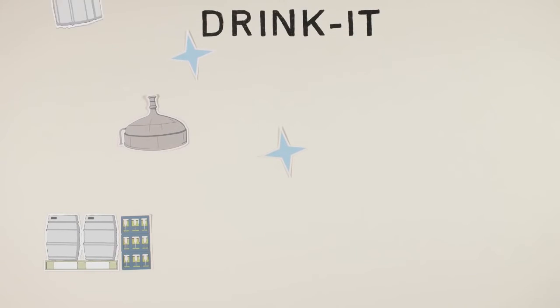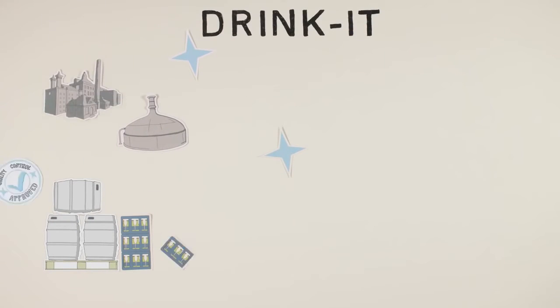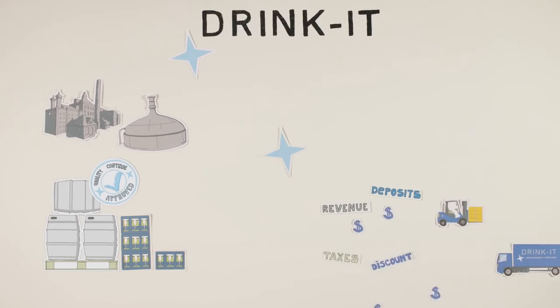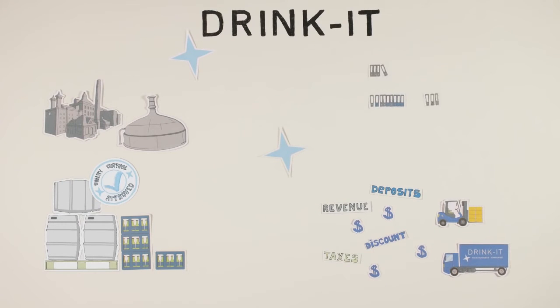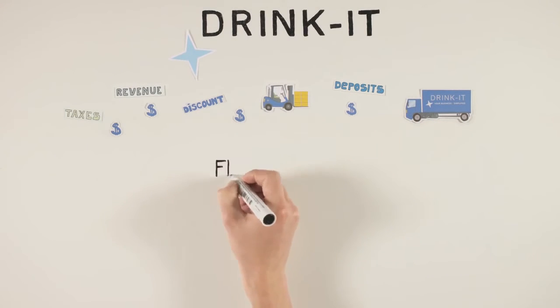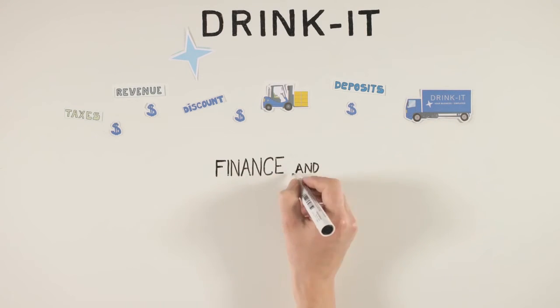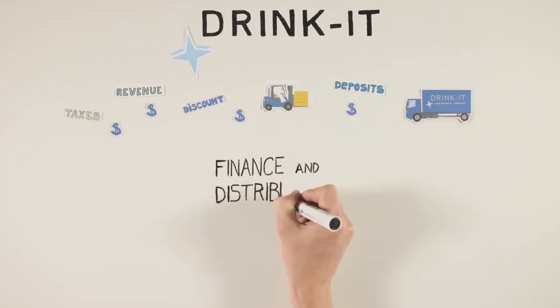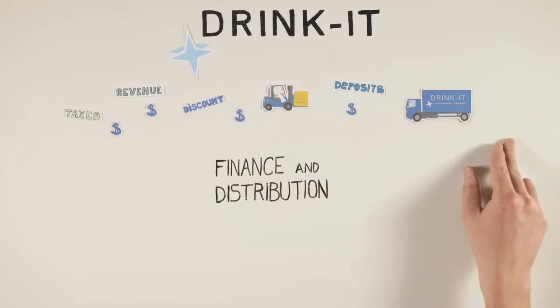Drinkit is fully configurable to fit both small and large production and distribution companies. Drinkit delivers functionality from financials to your supply chain, to manufacturing and more. It connects the many moving parts of your organization, giving you better control over what's going on in your business. Let's have a look at finance and distribution.